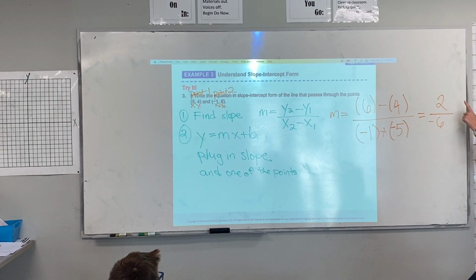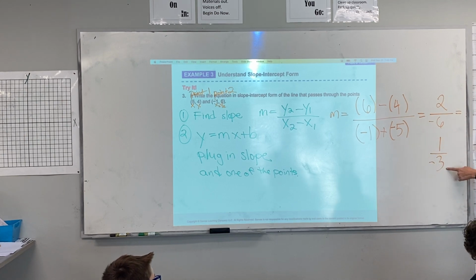What should I do with this fraction? Simplify. Yeah, reduce, right? What would that be? 1 over -3. If my numerator is positive and my denominator is negative, what does that mean about the entire fraction? Negative. It's a negative value.